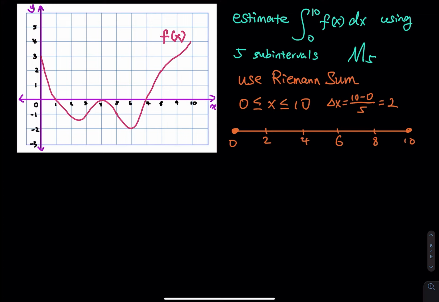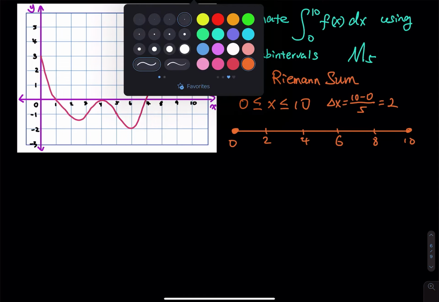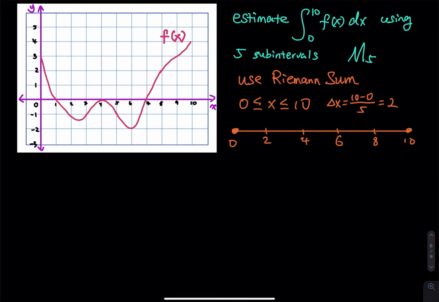Midpoint rule. Midpoint rule is the M. M stands for midpoint rule. The midpoint rule is you want to take the midpoint of each interval. Fortunately, the math is pretty easy, right? So between 0 and 2, the midpoint is 1.